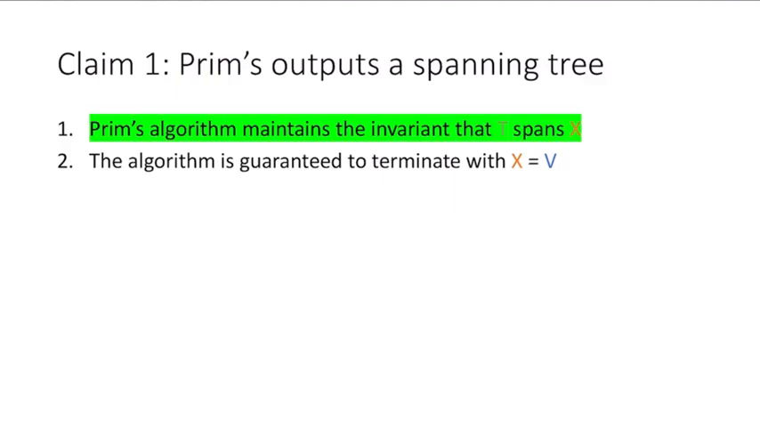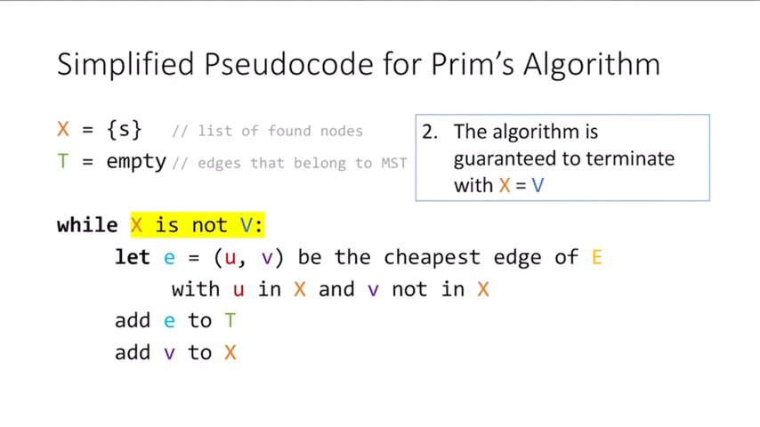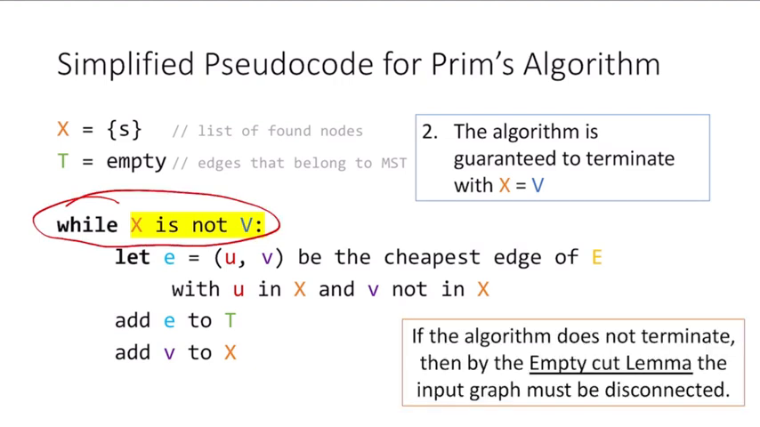Okay, so the second part is that we need to say that the algorithm is guaranteed to terminate with X equal to V. So that means that it's a spanning tree for the entire graph. And our key here is that we loop until X is equal to V. So that one's also pretty easy to show. The only trouble here is that the algorithm does not terminate. The only way that this is an infinite loop is if we can't find this edge. And the only way that we can't find this edge is if, by the empty cut lemma, the input graph is disconnected. And as part of our assumptions at the beginning, we said that we were operating on connected graphs. So we're always guaranteed to find this edge by the empty cut lemma.